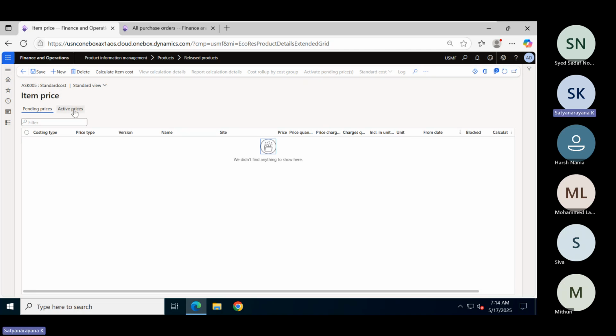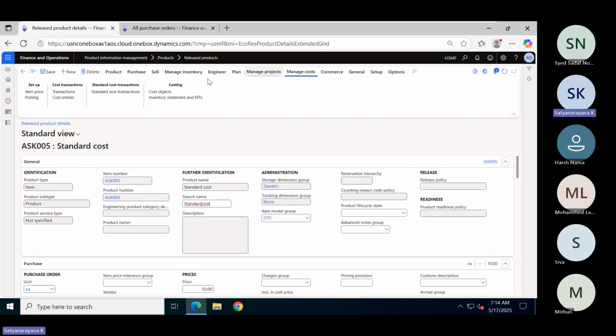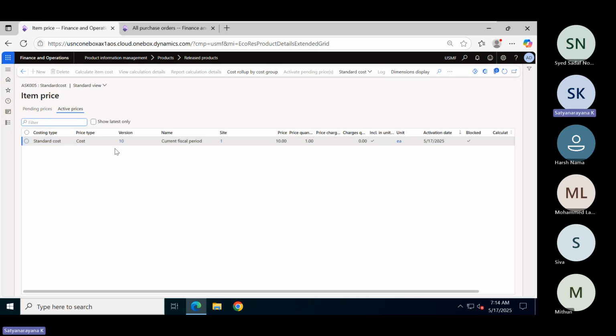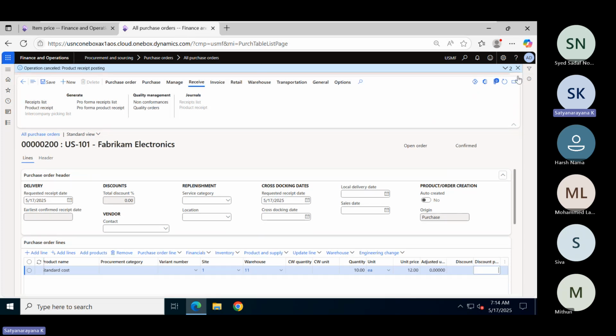Now it will show you here. It is standard cost price, active price, it is 10. You can enter manually or you can do calculations. There is a huge subject you are going to learn. Now I have entered in the manage cost, setup item price. Here I have entered standard cost price, it is $10. Now I'm doing product receipt.